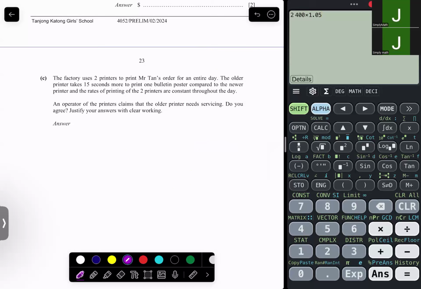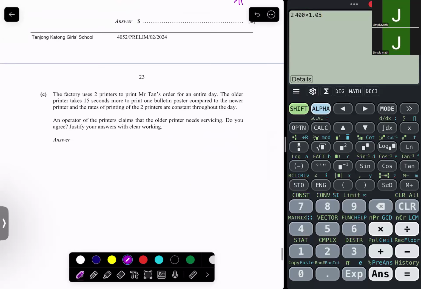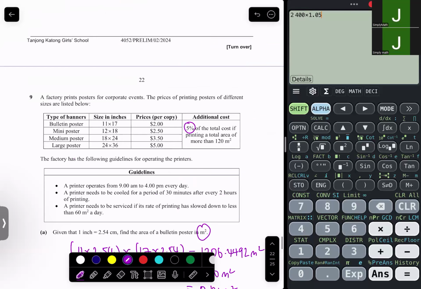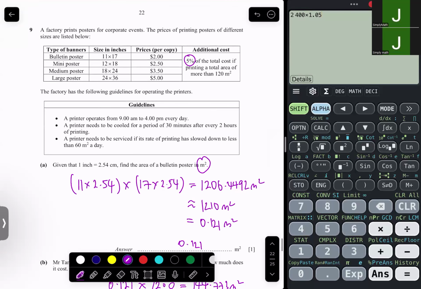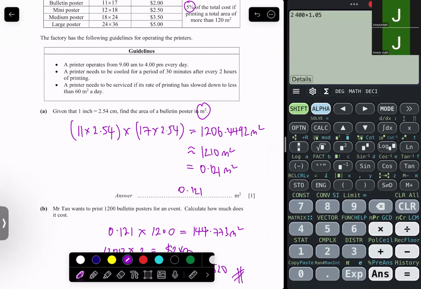Okay. Now, okay, let's see. Size and input purpose. The factory has the following guideline. Needs to be cooled for every 2 hours. Needs to be serviced. Okay.